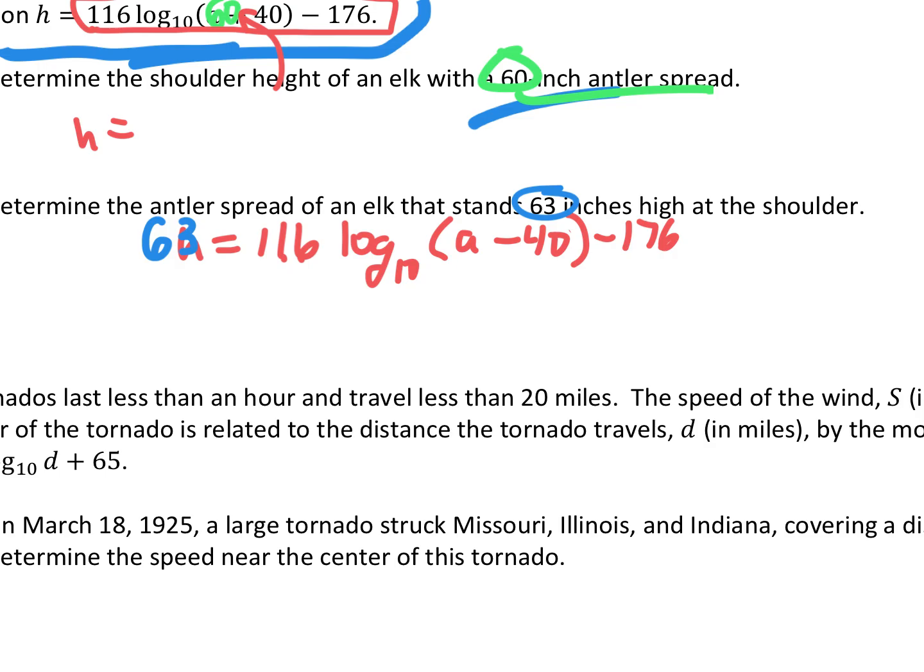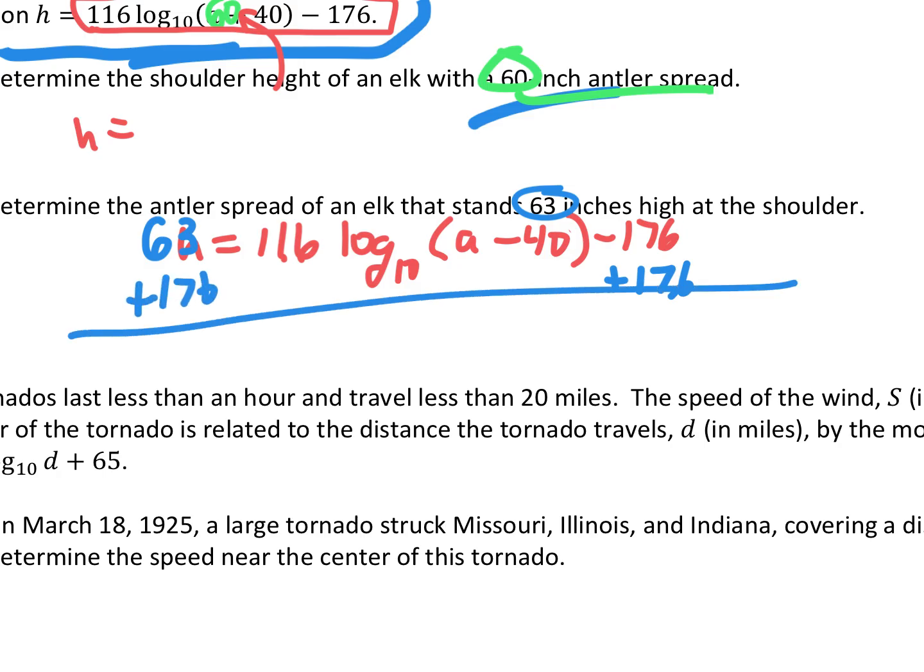All right. I'm going to add 176. Then I'll divide by 116 next. The last thing I'll do is the circle of logs. And there's my hints for you. At the end, I will have A, and you should be able to look up in the directions what the heck I have. A is the antler spread. And you'll be finding the antler spread.